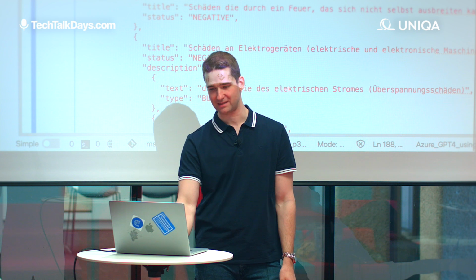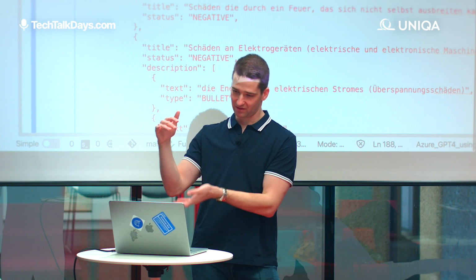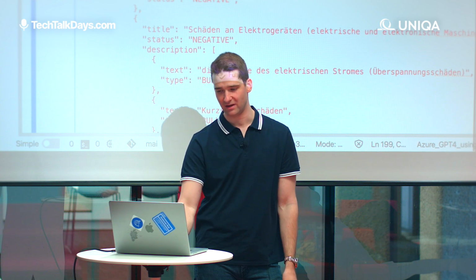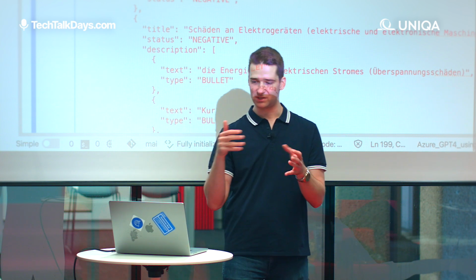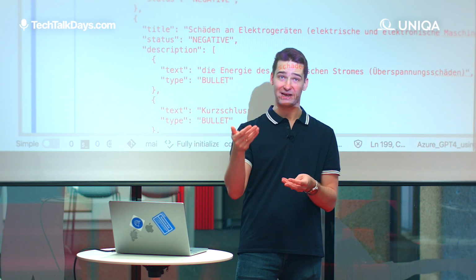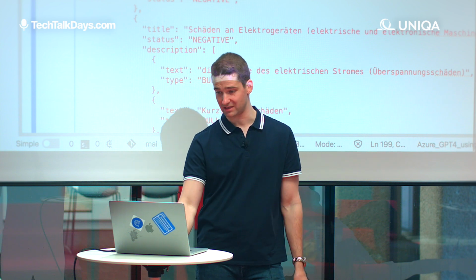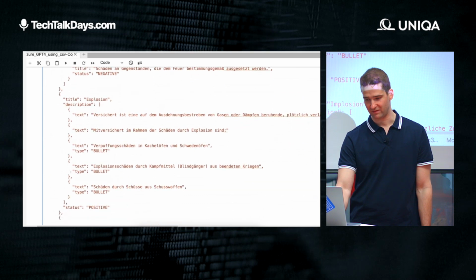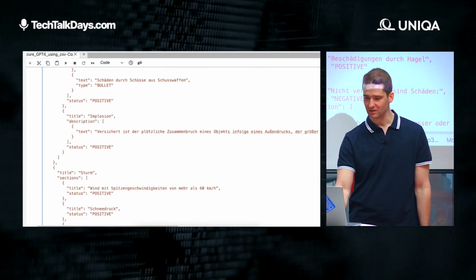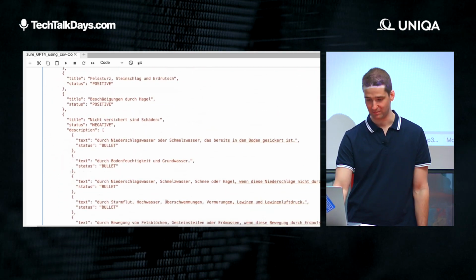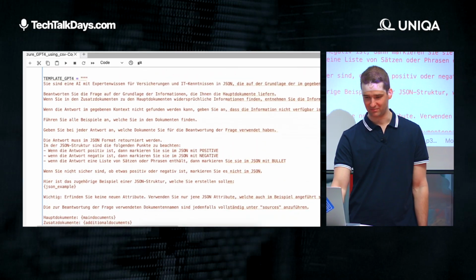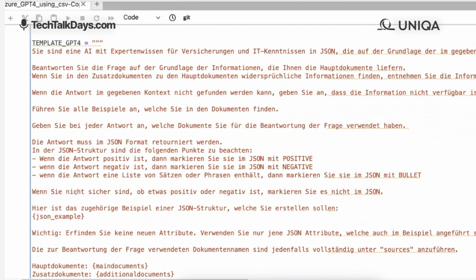So we want the title, sections, then we have an array. So we have an array of sections, and those can have subsections, and there are also some attributes which say if something is positive or negative, which also allows us to display things better, and having also bullets. So this was one example structure. And then we came up with this prompt. This is a bit of a larger one.